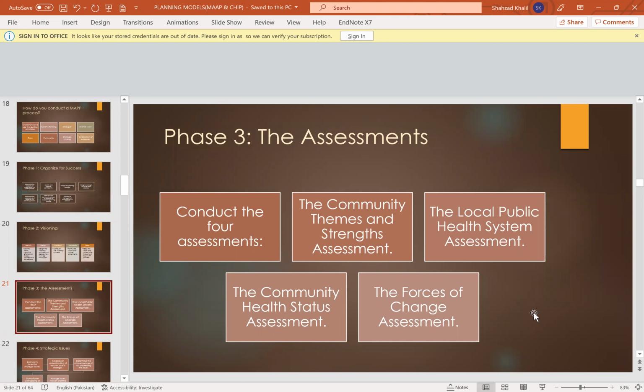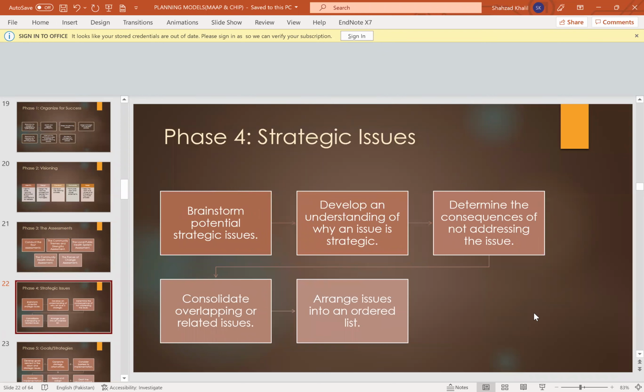Four assessments in phase three. First is the community themes and strengths assessment, then the local public health system assessment, the community health status assessment, and the forces of change assessment. Phase four is of strategic issues. Brainstorm potential strategic issues, develop an understanding of why an issue is strategic, determine the consequences of not addressing the issue, then consolidate overlapping or related issues and arrange issues into an ordered list.